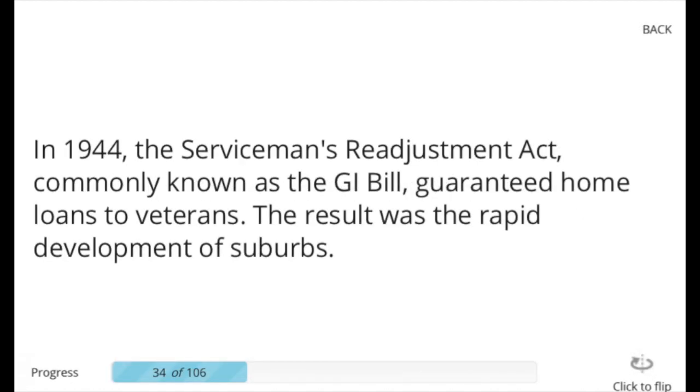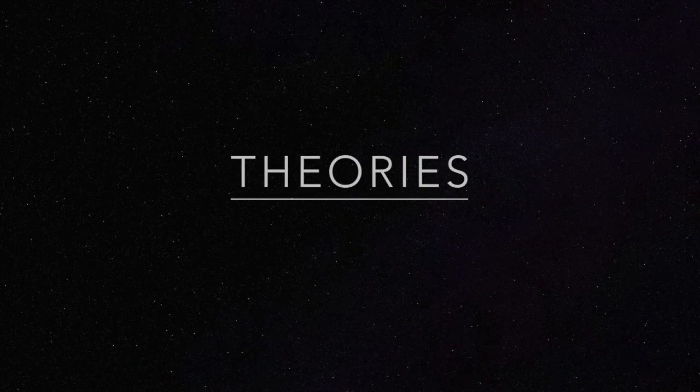The Servicemen's Readjustment Act, in 1944, is commonly known as the GI Bill for military. It guaranteed home loans to veterans. The result was rapid development of suburbs. And next up are planning theories.